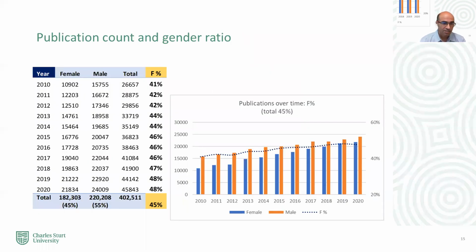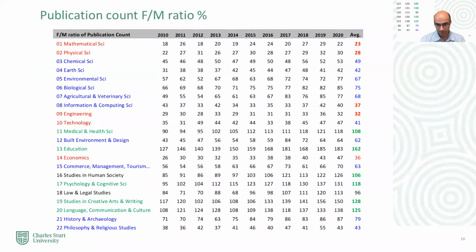This is our data. So you can see from 2000 to 2020, the percentage of female authors increased over the years, still not equal. From 41% in 2010, it increased to 48% in 2020. That's good progress, but it's still not equal, not 50-50. Then we go into the field of research. You can see there are certain fields like education. This is a female to male ratio, so the number of females divided by the number of males as a percentage.